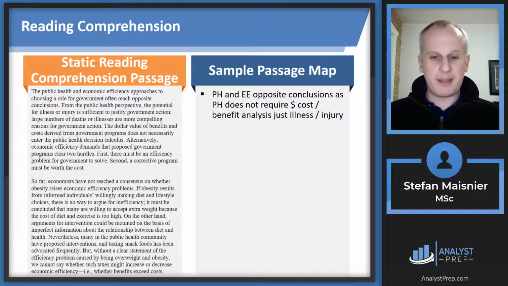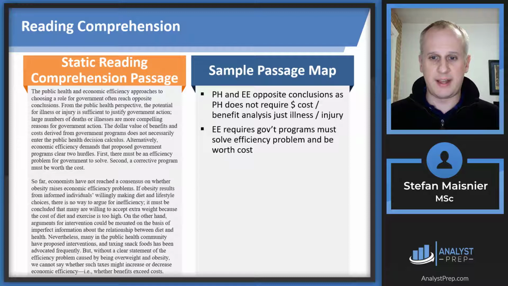So then we pick up after that summary, and we learn that alternatively, economic efficiency demands that proposed government programs clear 2 hurdles. First, there must be an efficiency problem for government to solve. Second, a corrective program must be worth the cost. So again, we just build on what we've already written out of PH and EE. So we said earlier, PH does not require cost-benefit analysis, just illness or injury. We now know that economic efficiency requires that government programs must solve an efficiency problem and be worth the cost. There are those 2 qualifications. So again, we summarize the entire first paragraph of this relatively dense passage in 2 bullets.